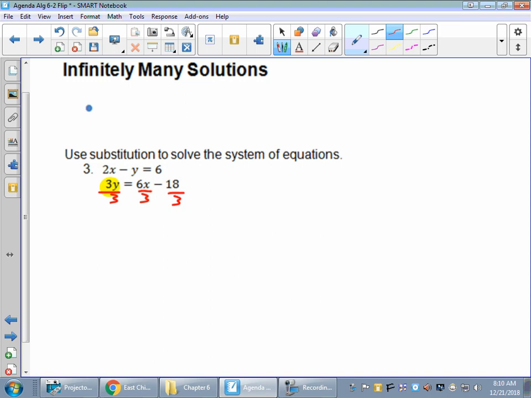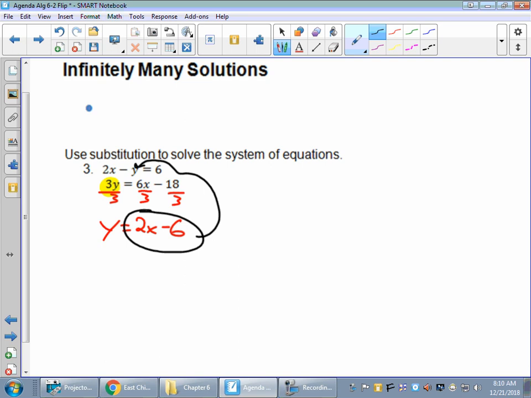So really now it would be y. These cancel out to make y. 6 divided by 3 is 2x. And then we have a negative 6 here. So now I'm really close. So now I've got my y equals. So now I've isolated it. So now I can go ahead and take this 2x minus 6 and substitute it in here for y, because it says y equals 2x minus 6.